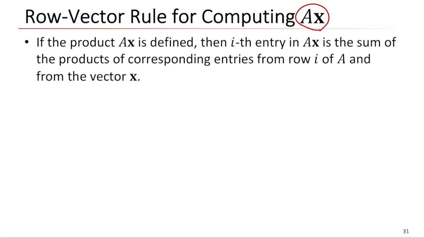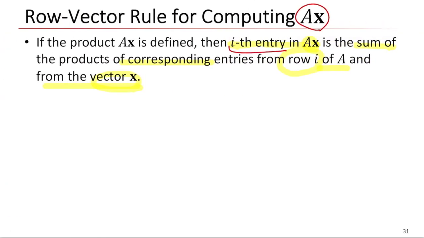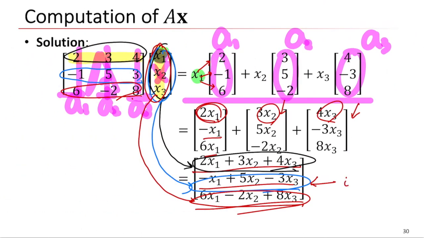What does it mean? The ith entry in AX is the sum of the products of the corresponding entries from row i of A and vector X. What does that mean? Let's use color. This is the ith entry. In here, i is equal to 2, right?